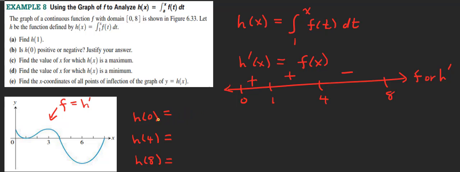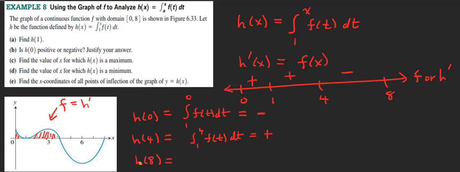So what is h of 0? We found earlier that h of 0 is some negative number. We don't know exactly what negative value it is, but it was negative. What about h of 4? That will be the integral from 1 to 4 of f of t dt. Now what is the integral of f of t from 1 to 4? That will be represented by this area right here. And since this area is above the x-axis, the integral will be positive.